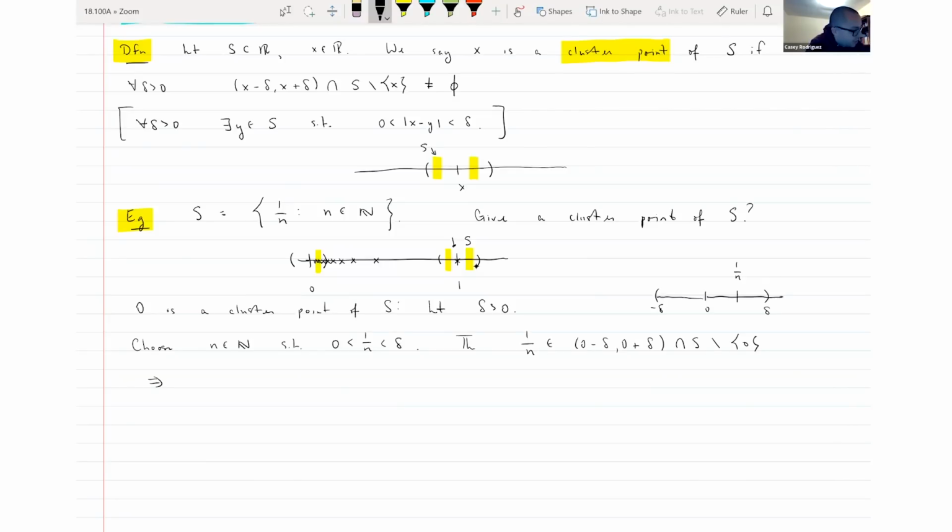Which implies this set is non-empty because it has something in it. Okay. All right. Was that example okay? Did y'all get that all right? Okay. So feel free to ask questions as they come up.